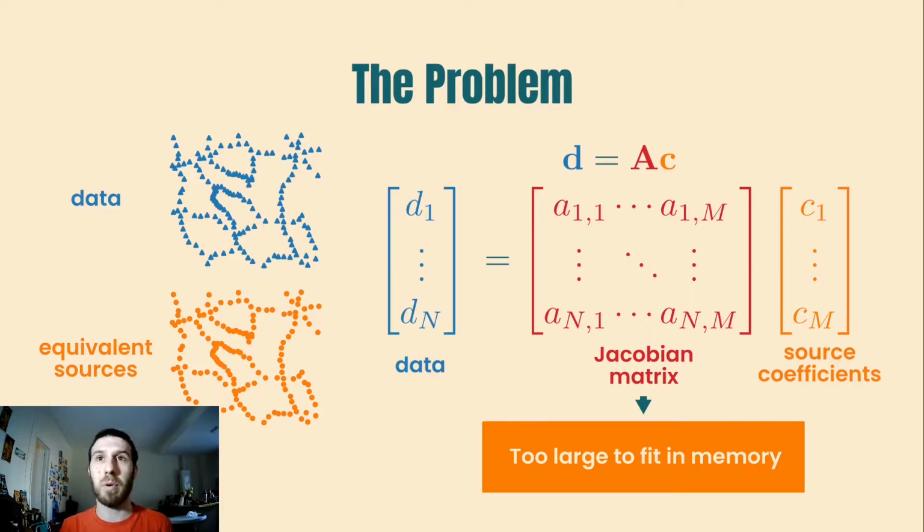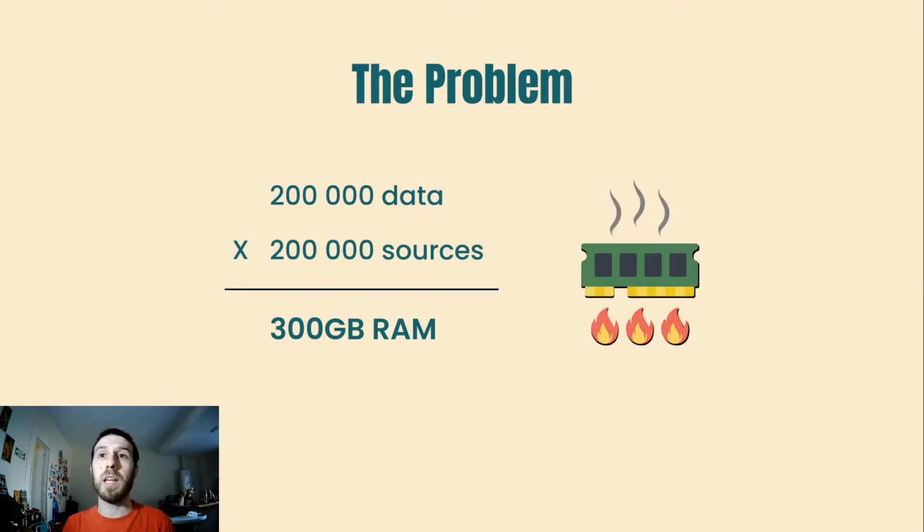Let me picture this problem with an example. Consider a set of data points and a set of sources located beneath each one of them. When we need to estimate the source coefficients, we need to solve this linear problem. The data equals the Jacobian matrix A times the vector of source coefficients C. If we are working with too many data points and sources, this matrix A might be too large to fit in memory. For example, to interpolate a dataset of 200,000 points, we would need 300 GB of RAM.